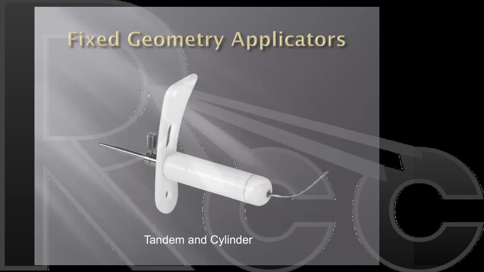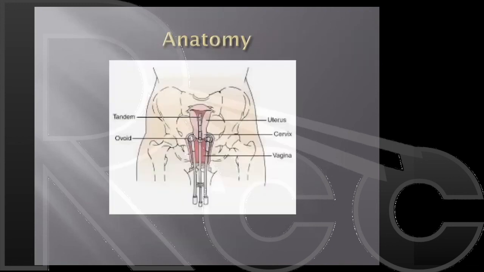A disadvantage of this is it doesn't spread dose as far laterally as the ring or the tandem and ovoid, so you have to keep that in mind. Probably not going to work for a really large tumor that's much over 3.5 to 4 centimeters. So, in terms of anatomy, again, this is a picture of the sources in place.